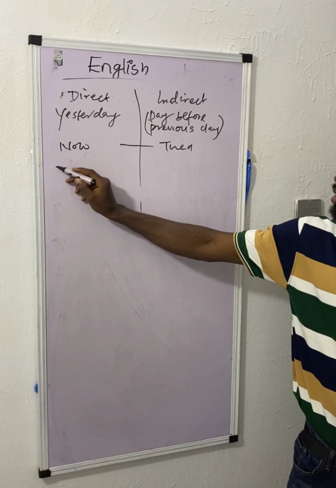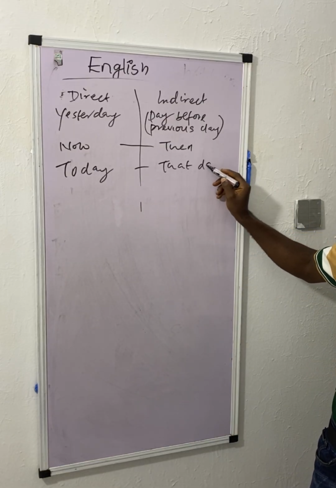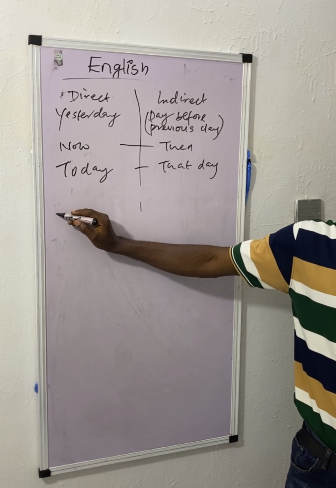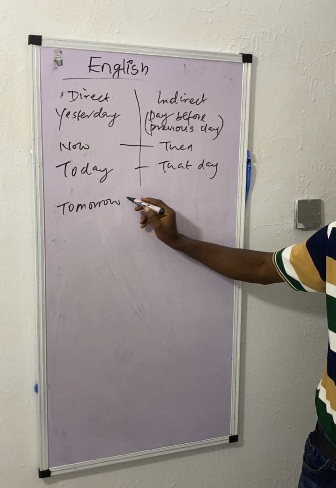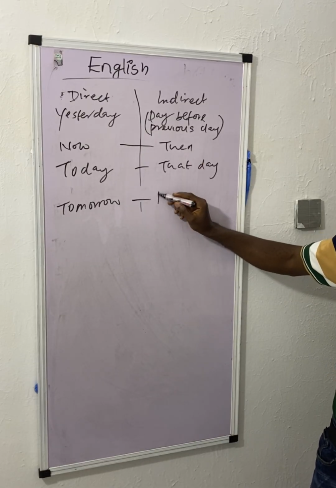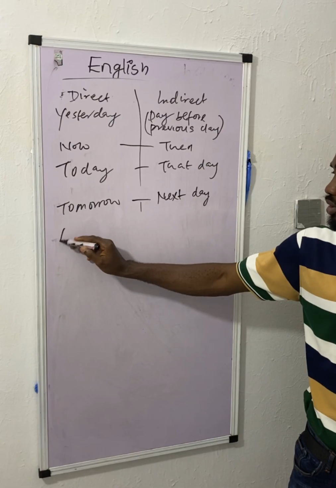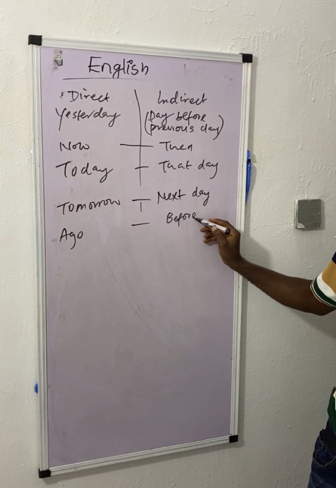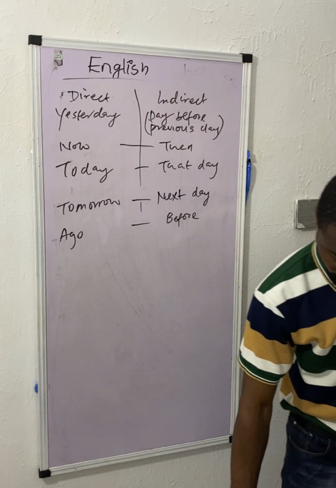The next one is if you have today, today turns to that day. If you have tomorrow, you convert it to the next day in indirect speech. If you have ago, convert it to before in indirect speech. Now let's look at the exceptions to the rule.